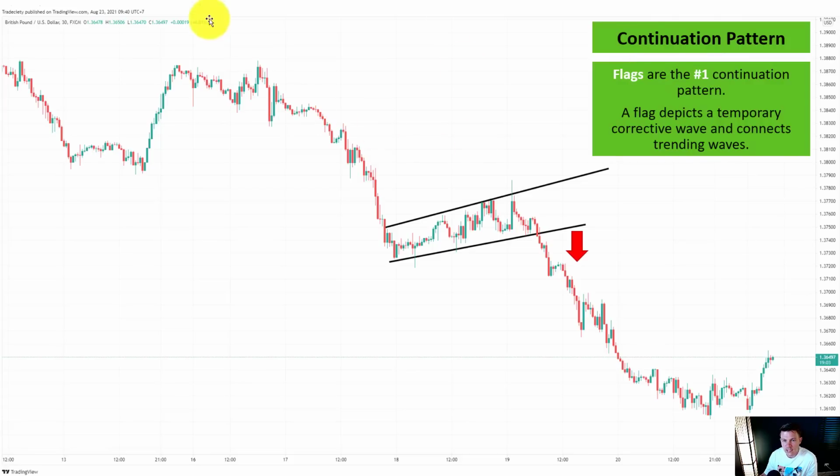And what we have here is a downtrend. And if you have missed the downtrend, or maybe you're in the downtrend and you want to look for ways how to scale into a position, you could use then a flag.